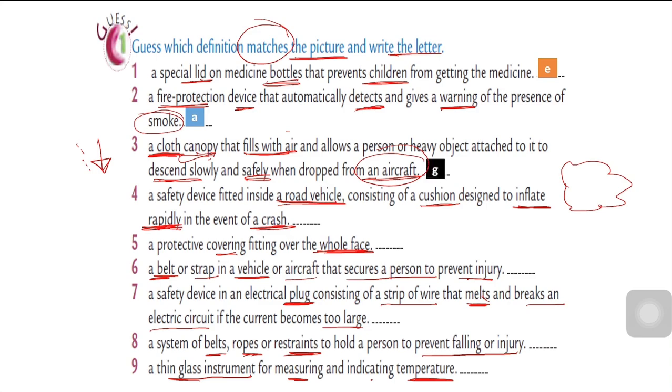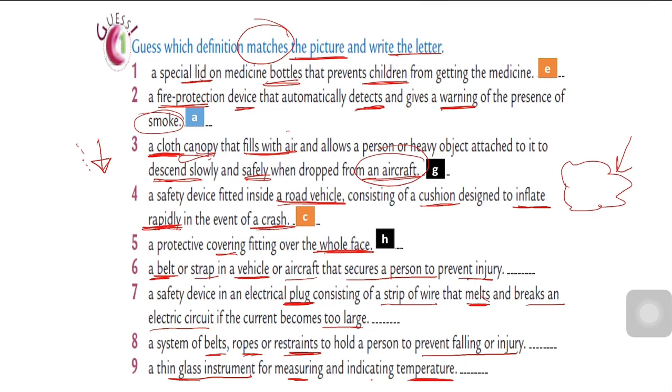The next one, number 4. A safety device fitted inside a road vehicle consisting of a cushion designed to inflate rapidly in the event of a crash. So what protects us? Yes, this is C, very good. This is the airbag. Number 5, a protective covering over the face. Just said it. H. And the belt.